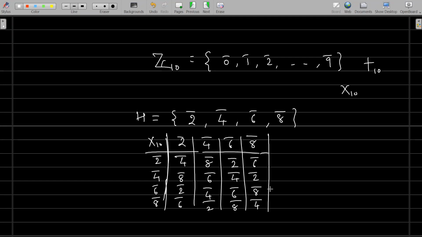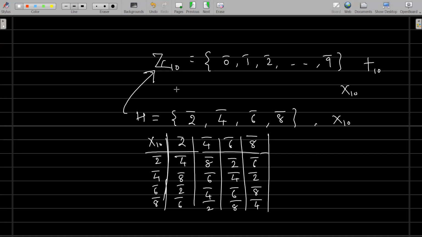Now, do you see every element occurs in each row, each column exactly once, right? It's associative also, and therefore this will form a group. So this is a group under multiplication modulo 10. Is that okay? But this is not a subgroup of this, because the original one under multiplication is not a group.